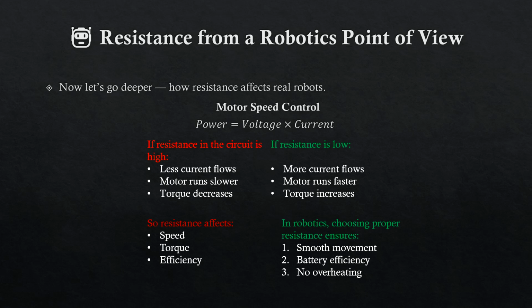For example, in this circuit, if resistance is high, it leads to less current. If current is less, then the motor runs slow as power is low. Torque will eventually decrease. But if in the same circuit the resistance value is low, more current will flow. The motor runs faster as there is more power, and torque will increase. So overall, resistance affects the speed of the motor, the torque of the motor and the efficiency of that motor.